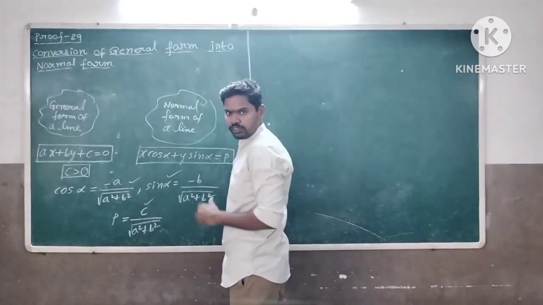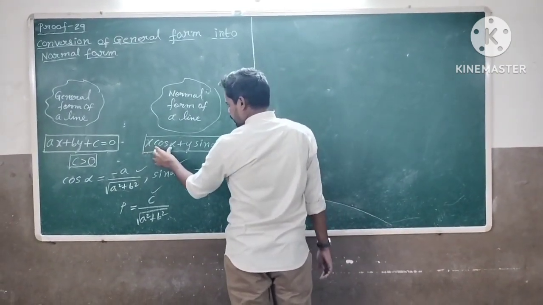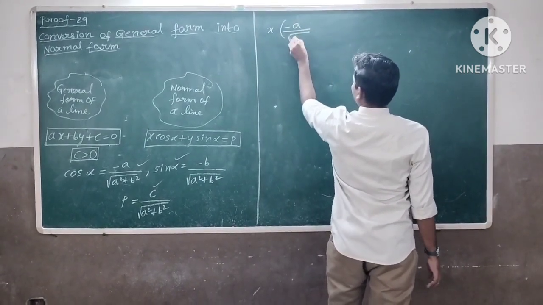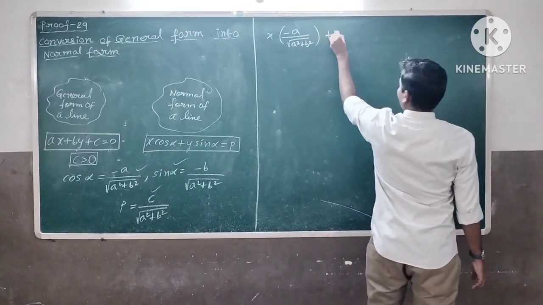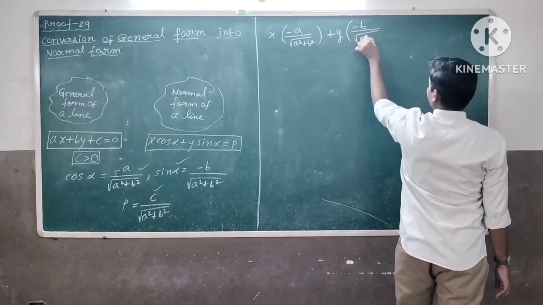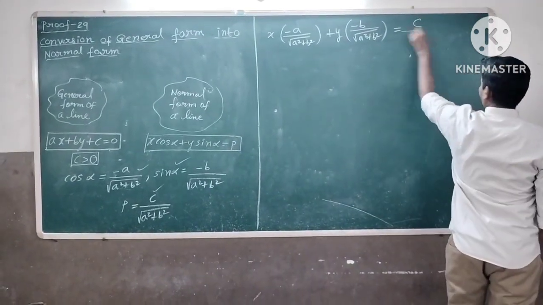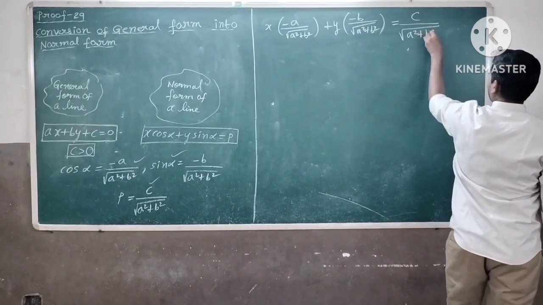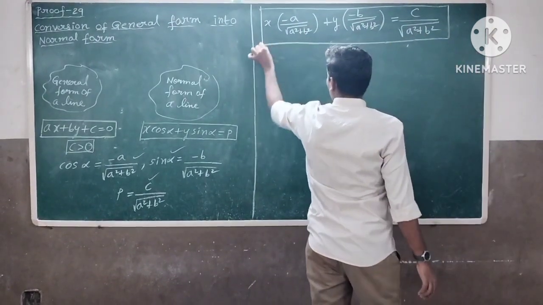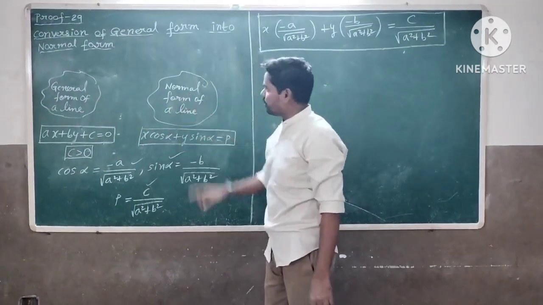Now we have all these formulas. So there are three formulas that we are going to derive. Before that, here x cos alpha. What is cos alpha? Minus a by root over a square plus b square. So x into minus a by root over a square plus b square, plus y into sin alpha, which is minus b by root over a square plus b square, is equal to p. So p is equal to c by root over a square plus b square. This formula gives us the relationship between the general form of a line and the normal form of a line.